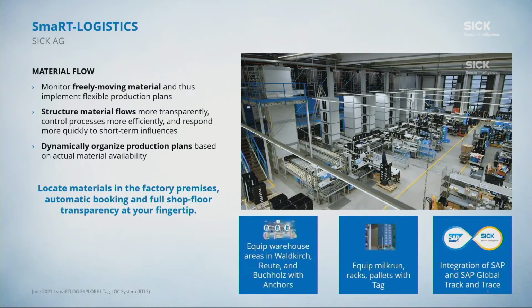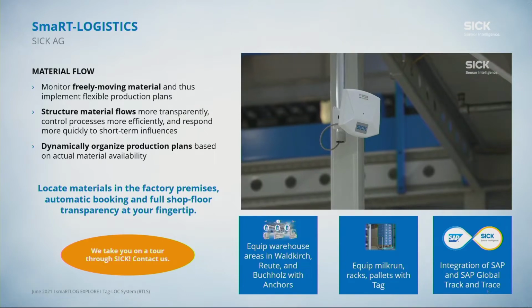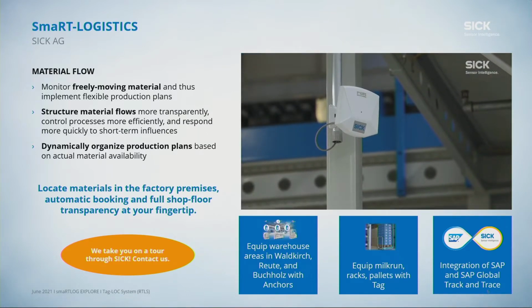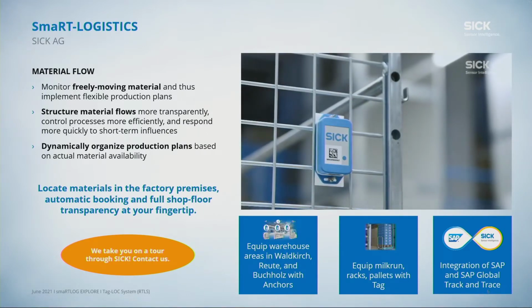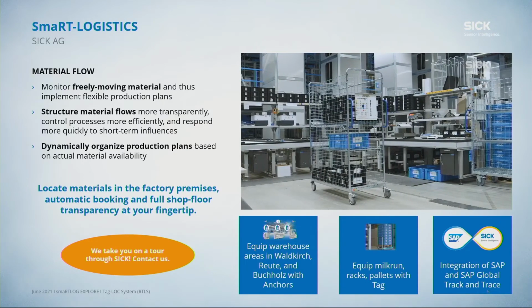So let's have a closer look. Where can we see a smart logistics solution? Of course at SIG, where we equipped a few warehouses at our locations with indoor architecture. Also, we equipped milk runs, racks, and pallets with a tag, as shown on the right side of the video.